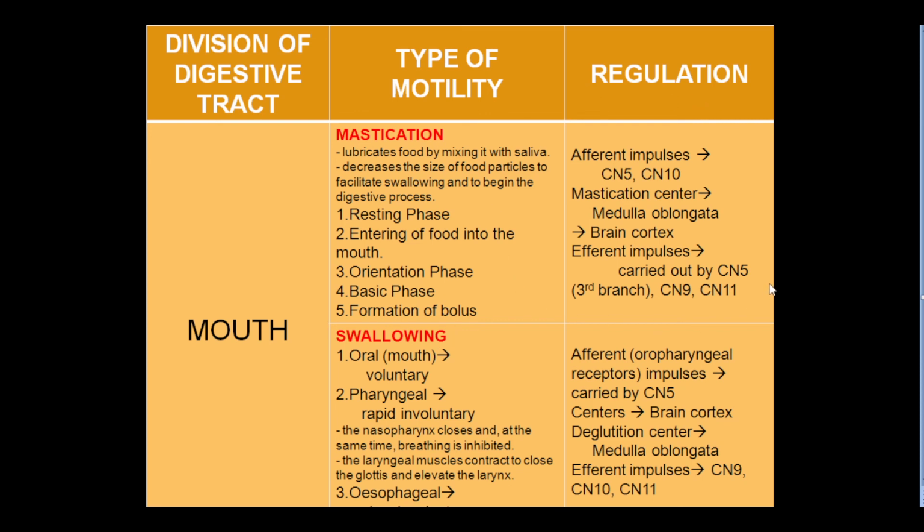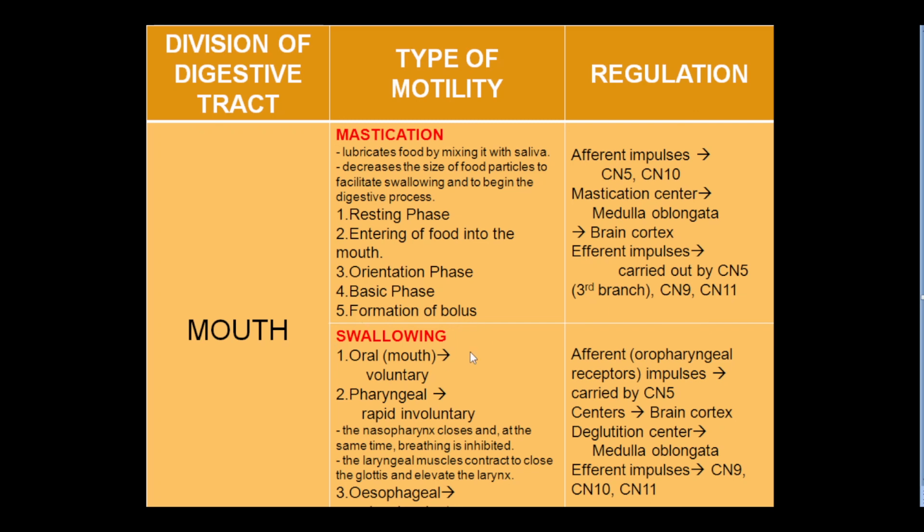For the regulation, chewing or mastication is under both conditioned and unconditioned control. Most of the time, mastication happens without focusing on it, just because of the center which is localized in the medulla. But we still have a chewing center in the brain cortex, and you can voluntarily modify the way you chew the food. But most of the time, it's an unconditioned reflex.